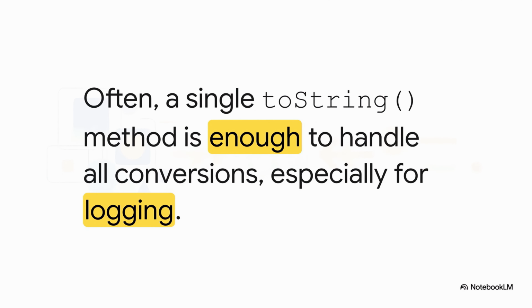But let's be real. Do you always need all that complexity? Absolutely not. For most of what you're doing day to day, especially with things like logging, just implementing one single solid toString method is often all you'll ever need. It just becomes your catch-all, giving you a nice human readable version of your object whenever you need it.